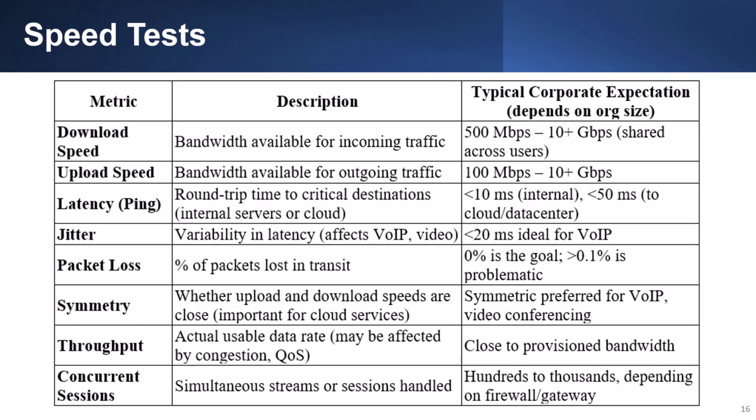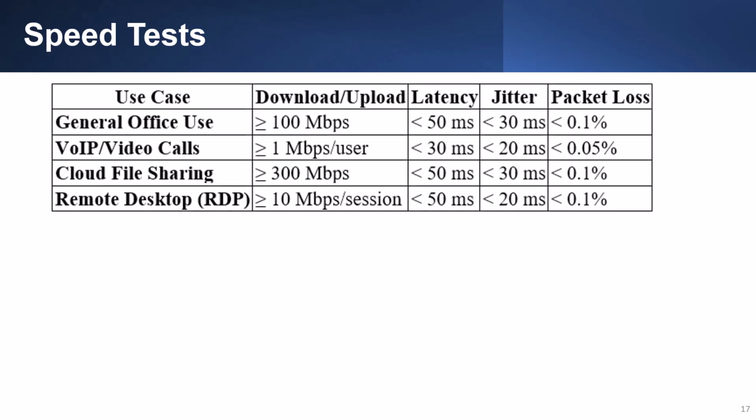Here's a table that shows various use cases with the download and upload speed, latency, jitter, and packet loss for enterprise environments. And here is a table showing minimum requirements for use cases such as general office use, VoIP or video calls, cloud file sharing, and remote desktop usage.